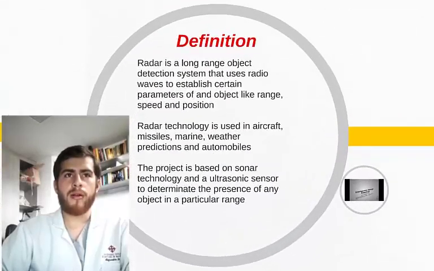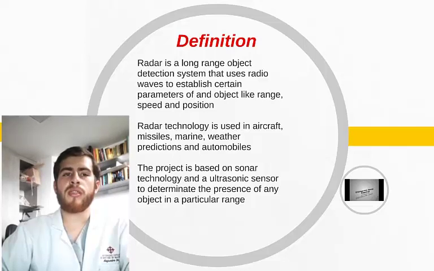Definition. Radar is a long-range object detection system that uses radio waves to establish certain parameters of an object like range, speed, position. Radar technology is used in aircraft, missiles, marine, weather predictions, and automobiles. The project is based on sonar technology and an ultrasonic sensor to determine the presence of any object in a particular range.